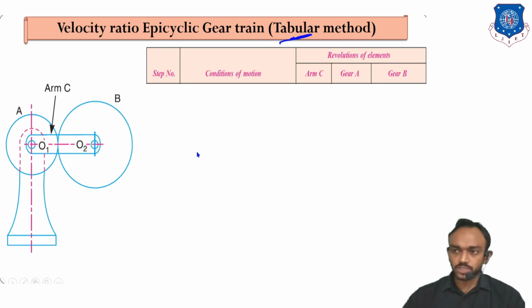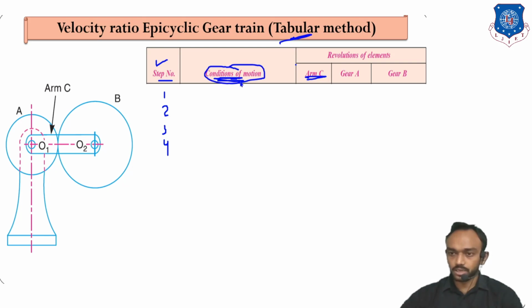Let's start. First of all you have to make this table. How many columns will there be? First of all the serial number, or you can say step number. There are 4 steps: 1, 2, 3 and 4. After that, the condition of the motion, and then there is the arm. I'm repeating again: first there will be steps, second there will be the condition of motion.